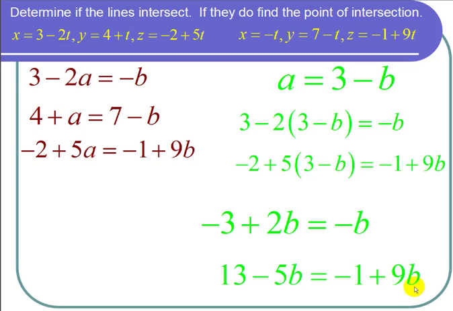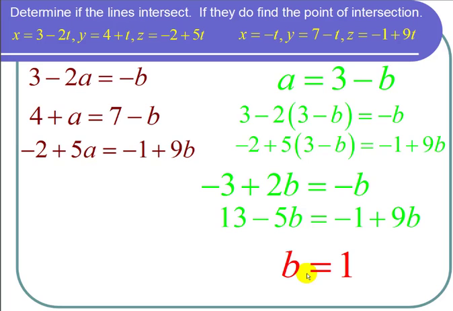So now I need to solve for B. In this first equation, if I subtract 2B from both sides, I get negative 3 equals negative 3B. So B is 1. If I plug in 1 into the second equation, I get 13 minus 5 is 8 on the left-hand side, and negative 1 plus 9 on the right-hand side, which is 8 also. So I get 8 equals 8, which is a true statement.